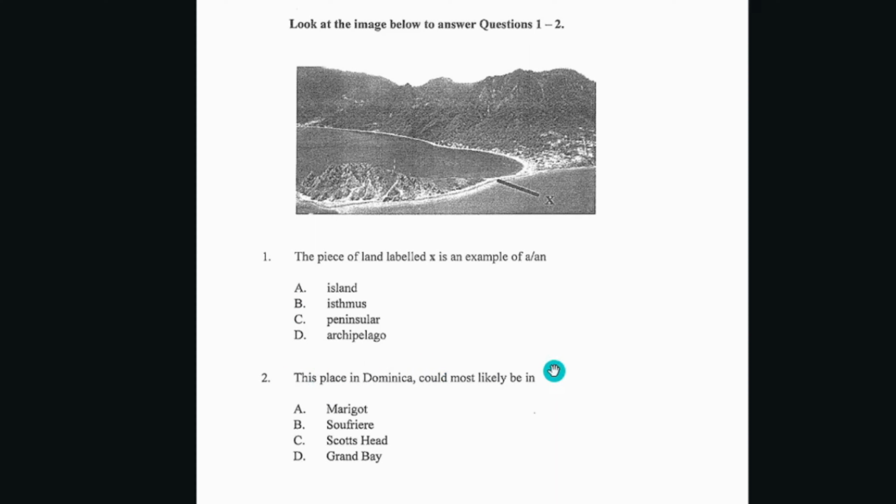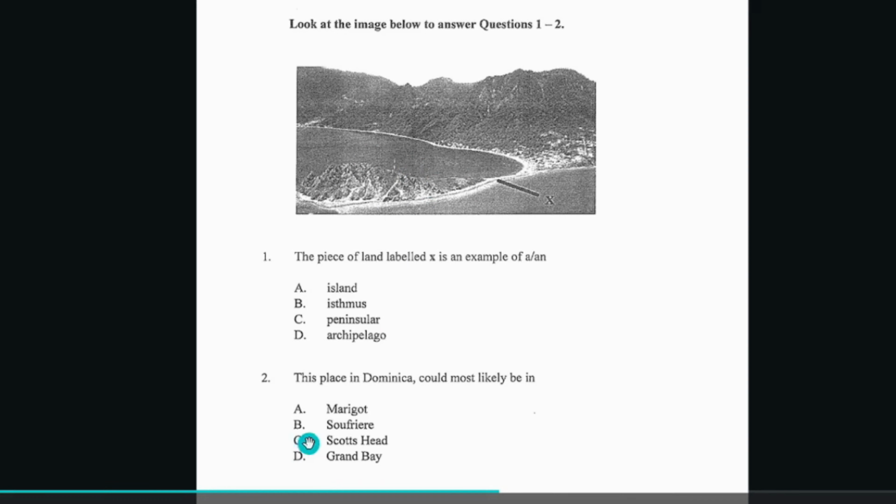This place in Dominica could most likely be, and once you can identify what this is, you know that it would be C, Scott's Head. So number 1, the answer is B, and number 2, the answer is C. Let's move on.